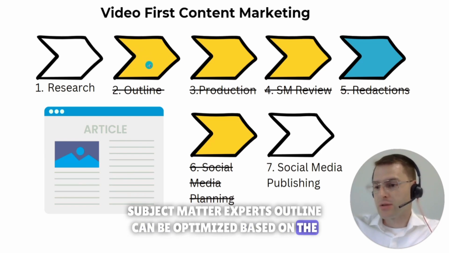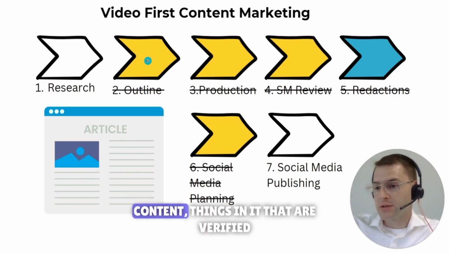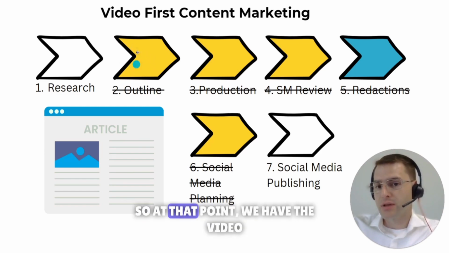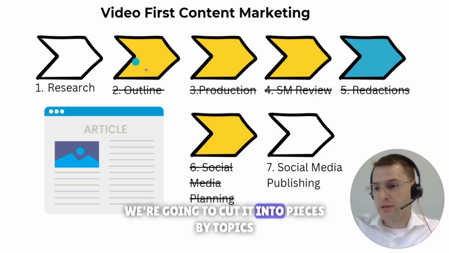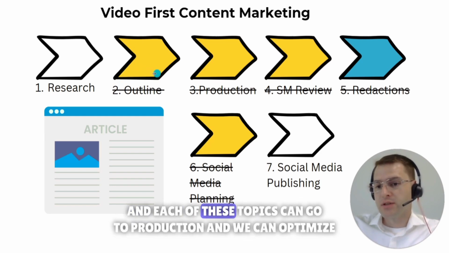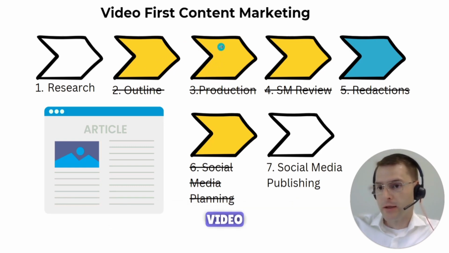So, in this particular instance, once we get that video from the subject matter experts, the outline can be optimized based on the contents of the video, and you're working with actual expertise content, things in it that are verified. So at that point, we have the video, we're going to get the transcript from the video, we're going to cut it into pieces by topics, and each of these topics can go to production, and we can optimize the outline of the article based on what has been said on the video.